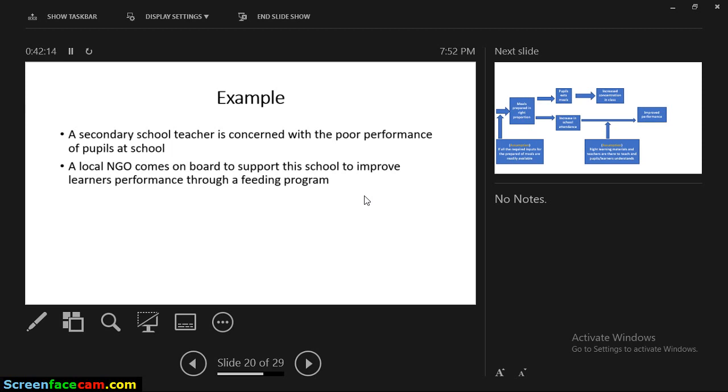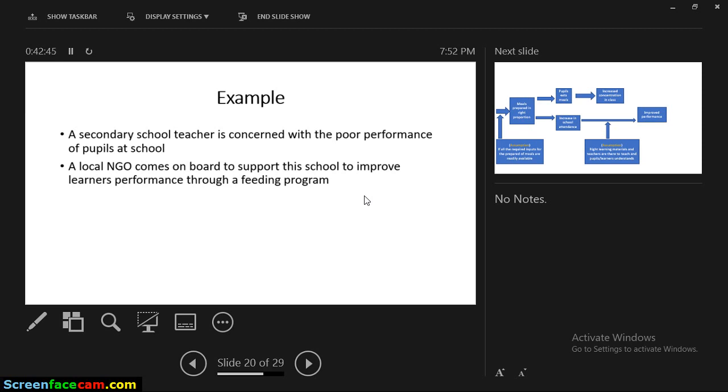Who can read for us? That's an example there. So a secondary teacher is concerned with the poor performance of pupils at school. Are we following? A secondary teacher is concerned with the poor performance of pupils at school.